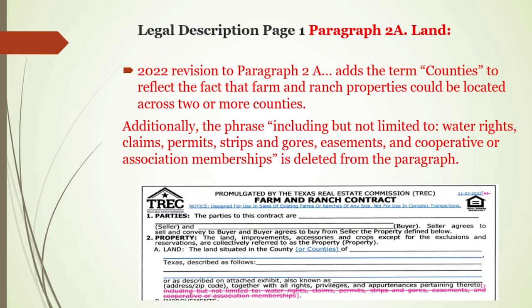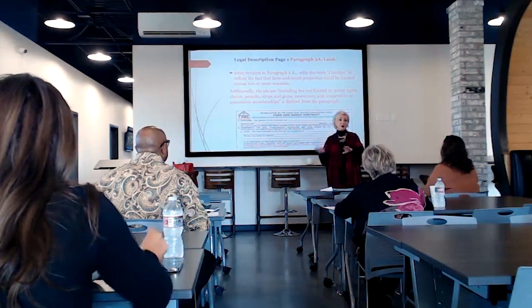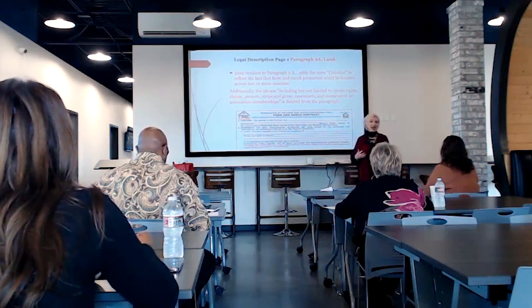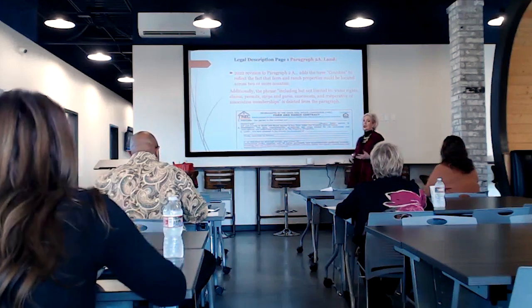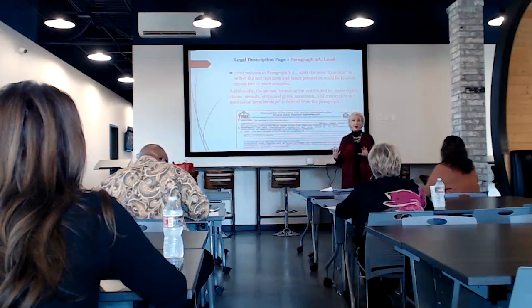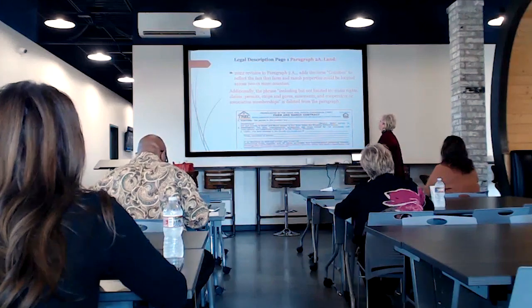All right, so the 2022 revision to paragraph 2A adds the term counties to reflect the fact that farm and ranch properties could be located across 2 or more counties. And it happens a lot in the Bullard area because you've got Smith, you've got Cherokee. So they finally realized that, hey, that might be an issue because you need to know if it's county or counties, and that way you'll make sure that you put Cherokee and you put Smith, okay? Because you may have a legal description that has that. So you make sure you put that in there, all right?